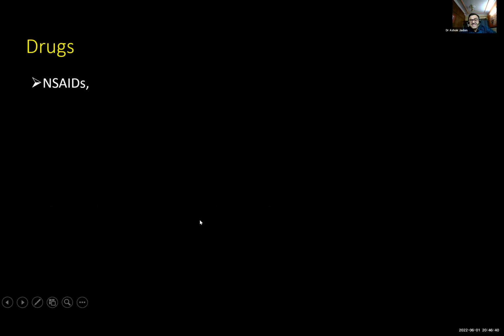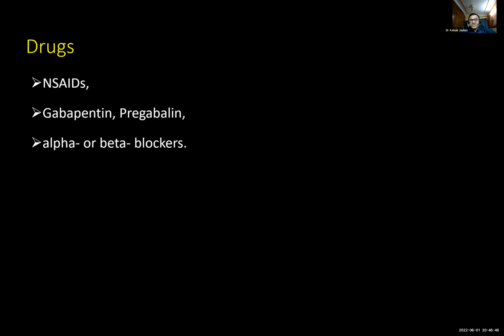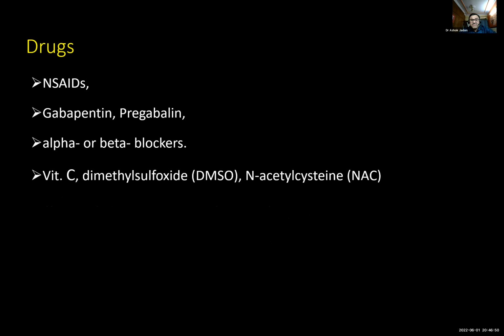So comes the drugs. Drugs are basically so far targeted to the symptoms. NSAIDs for swelling, gabapentin for neuropathic pain, alpha and beta blockers for the cold limb or warm limb. Vitamin C and N-acetylcysteine are all scavengers, we know, antioxidants. So they are the general treatment.